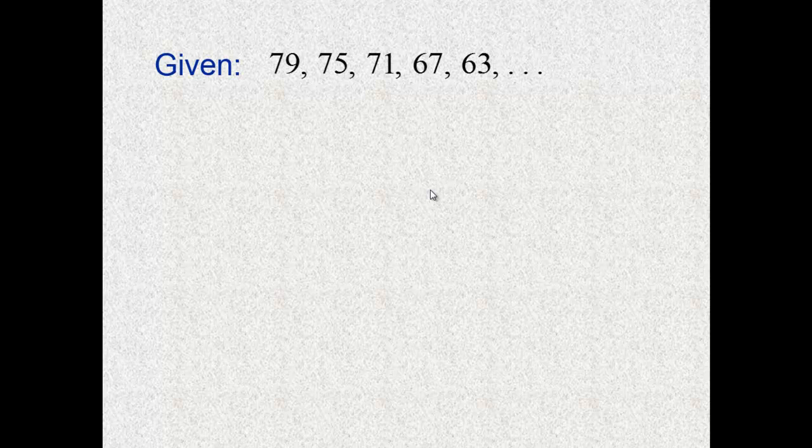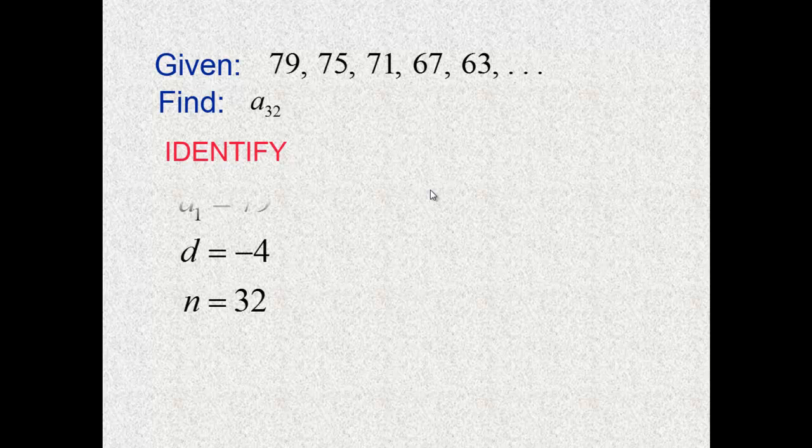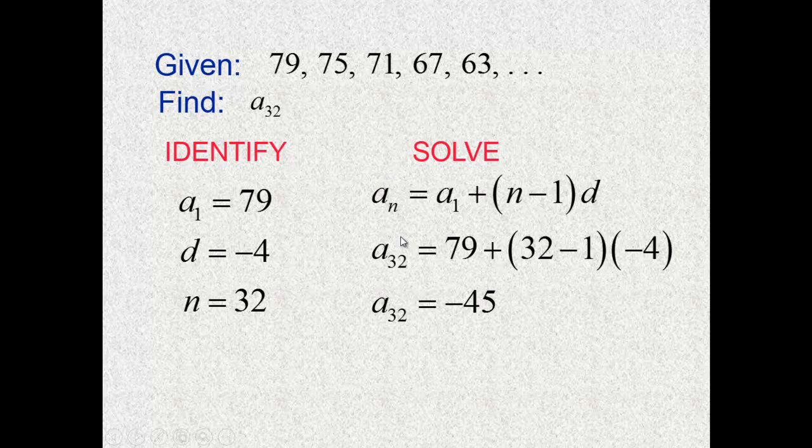I have other examples. Given 79, 75, 71 until 63, find a_32. Identify a_1 is 79. The common difference is -4, from 75 minus 79. n is 32. So a_32, just substitute this into the formula, a_n equals a_1 plus n minus 1 times d. So the answer is -45.